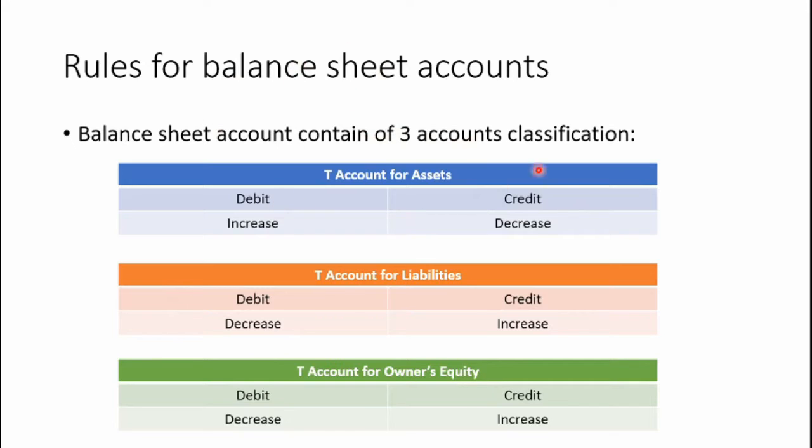So if we talk about asset, most of them will increase in debit side and they will decrease in credit side.